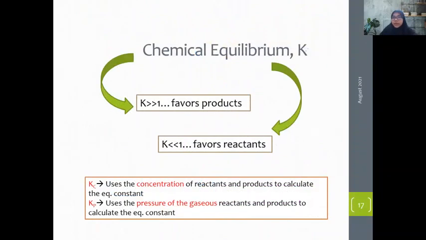Okay, in summary, for the equilibrium constant, if K is higher than 1, the product is favored. But if K is lower than 1, the reactant is favored. K can be either Kc or Kp. Kc refers to the liquid concentration, based on the concentration of the reactant and product. And Kp refers to the species basically in the gas condition.